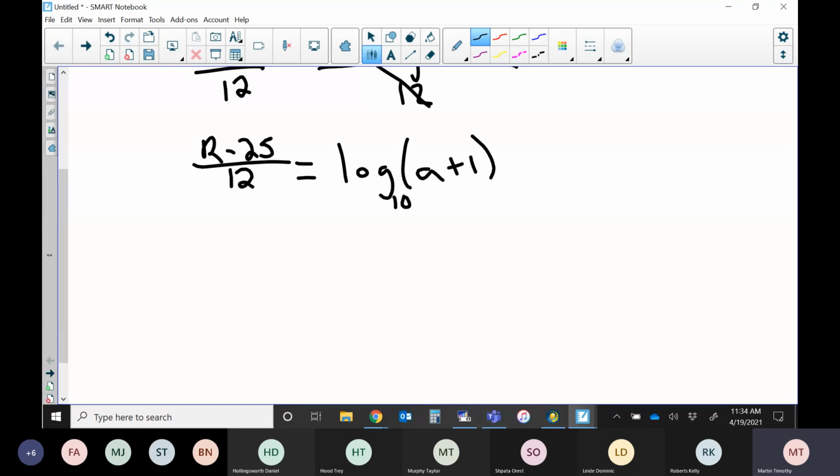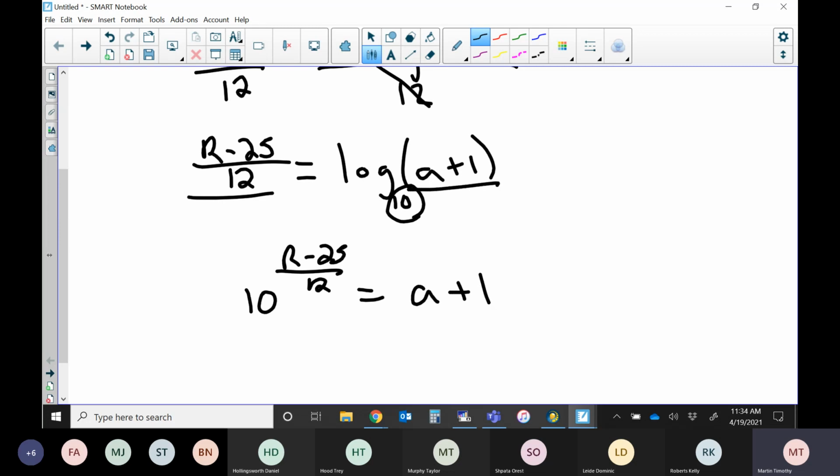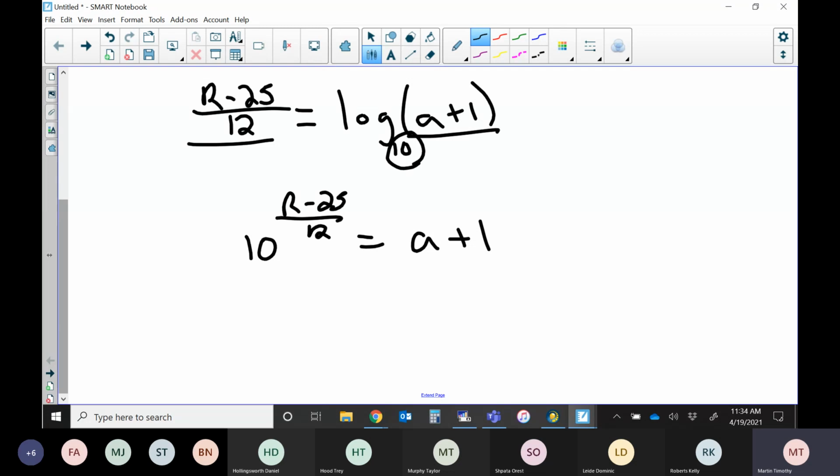And I go, you know what? Log form, you're not doing anything for me. So let's change it to power form, which would turn into 10 to this power. So this would be (R minus 25) over 12 equals, and then whatever's this, which is A plus 1. And again, the final thing is I'm just trying to get A by itself. So I minus 1, and so 10^((R minus 25) over 12) minus 1 equals A.